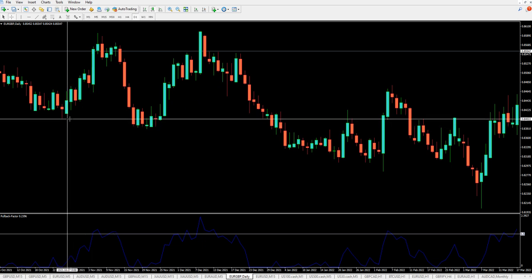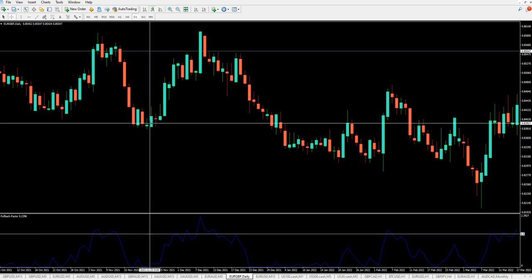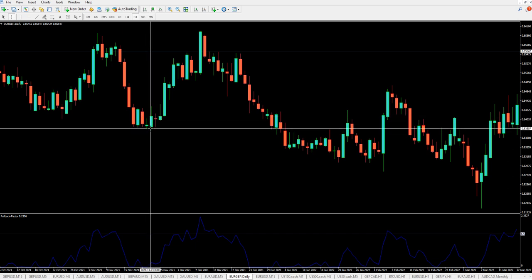So we see a lower low here. Now this new low is formed. So we're now looking for good entry points to have this low taken out.